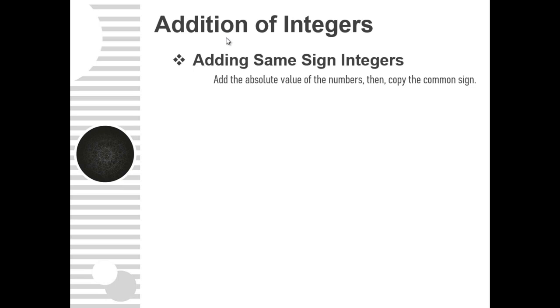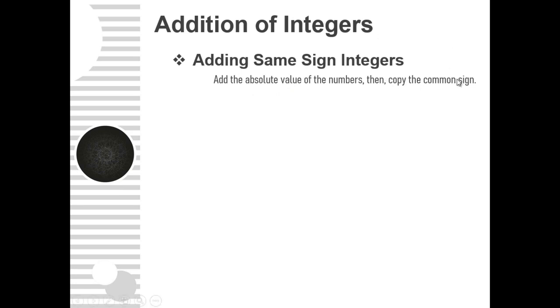Dayon, when we add same sign integers, we add the absolute values of the numbers. You know already what's absolute value, no? The value of the number regardless of its sign.